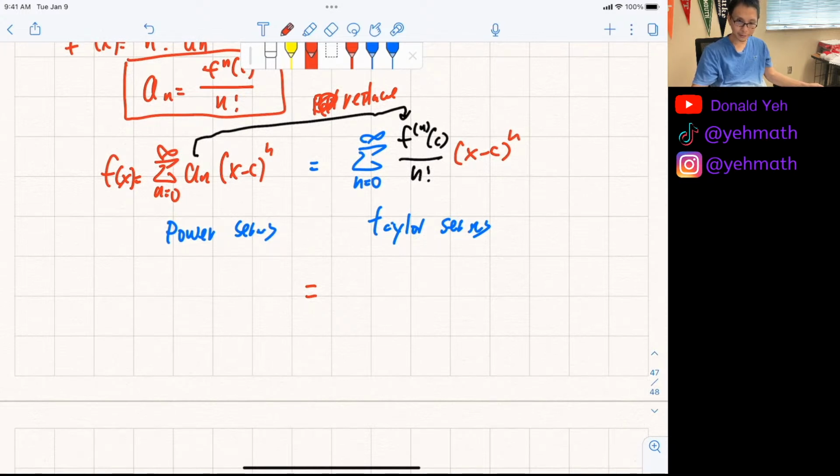So Maclaurin says, hey, I can do a better job. What if the center is not at c? What if the center is at 0? Then you're gonna have f^(n)(0) over n factorial times x to the n. That's it. Done. So it's just the same thing, just put 0 for c. Yeah, this is a Maclaurin series.